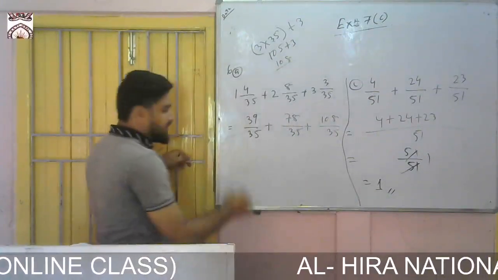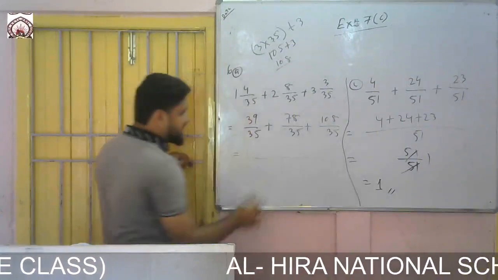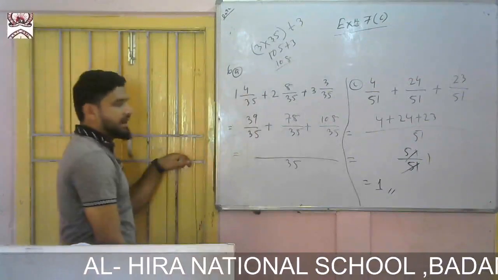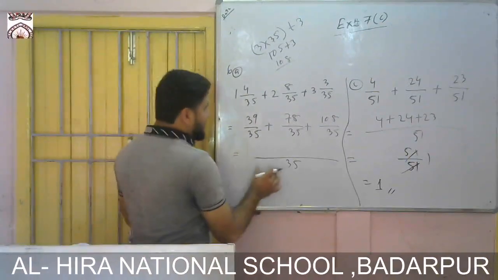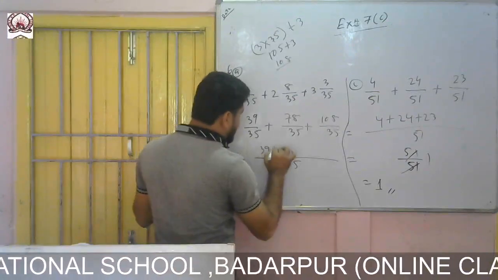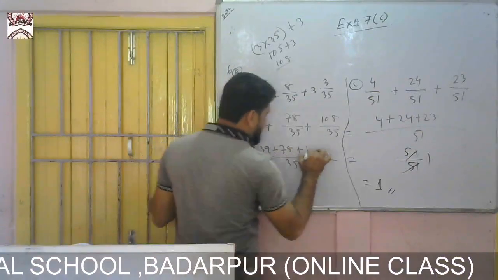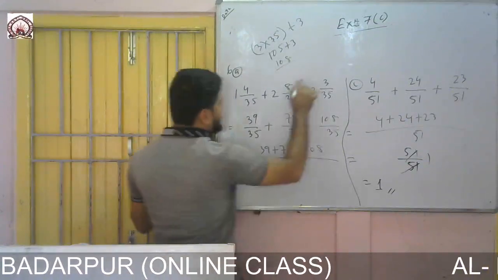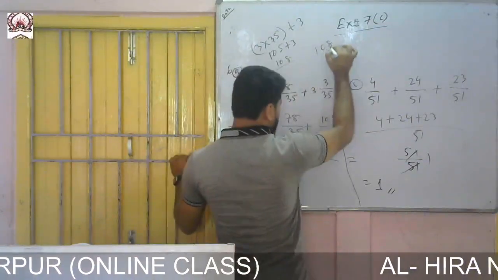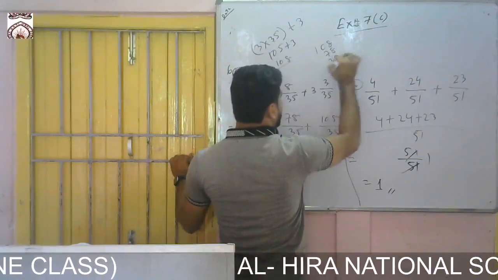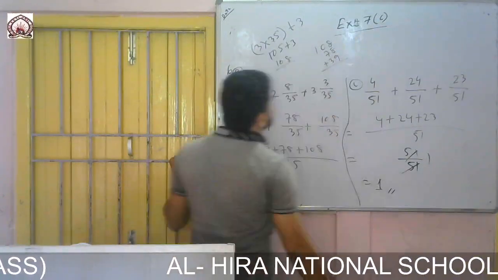108 by 35. Now since all the denominators are the same, I can take 35 as the LCM and add all the numerators: 39 plus 78 plus 108. Now add it: 108, 78, then 39.